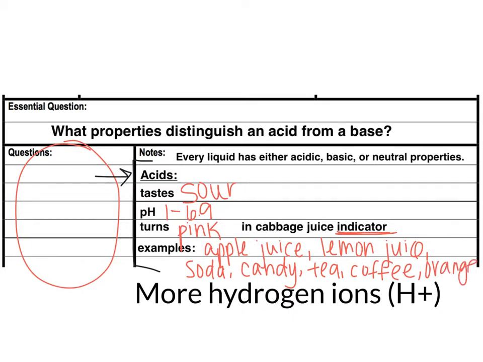Alright, so sodas, candies, tea, coffee, orange. This isn't in your notes, but I think this is important to write on there. So all acids have more hydrogen ions, and hydrogen, you know, is an element on the periodic table, and it only has one proton, one neutron, one electron, and when it's by itself, it's an ion, and that just means it has a positive charge. So all acids have more hydrogens or H's in them.